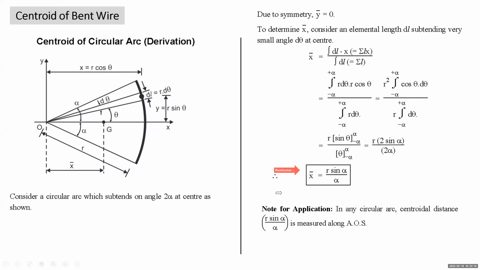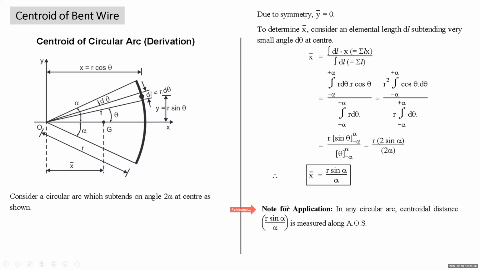Now for this circular arc, which is symmetrical about the x-axis, the y coordinate of the centroid is 0, that is y bar is 0, since the centroid will be lying on the x-axis. The x coordinate of the centroid will be lying along the axis of symmetry, and it is r sin alpha upon alpha. If you want to apply this formula to locate the centroid of any other circular arc, you should remember that for any circular arc, the centroidal distance r sin alpha upon alpha is measured along the axis of symmetry. It is absolutely identical to what we learned about the circular sector.